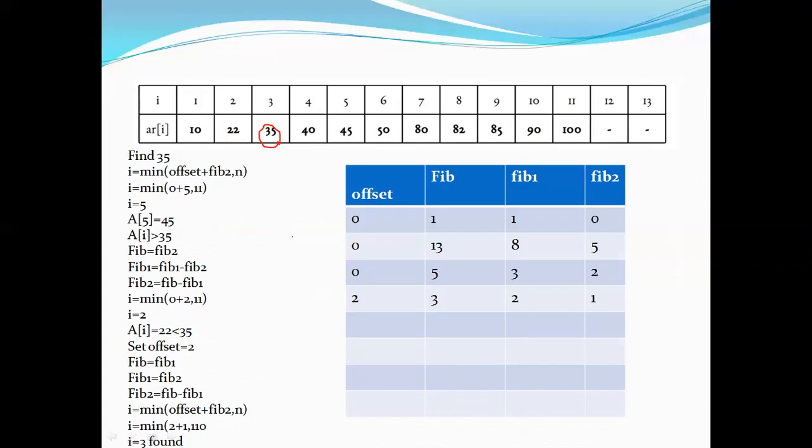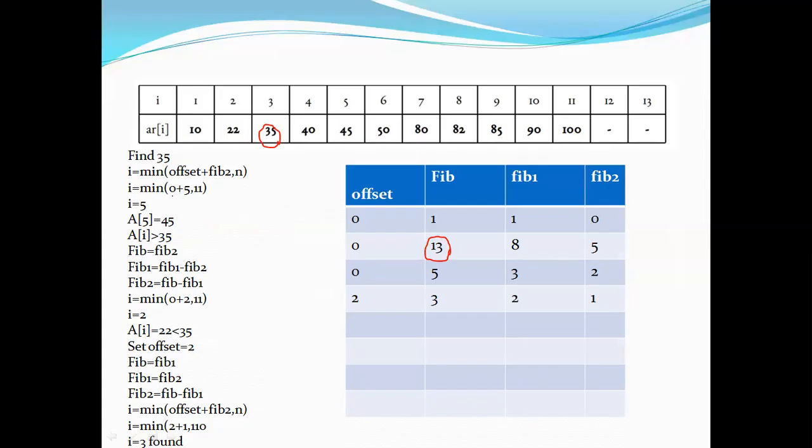Here I already told these steps. Here 11 is the size, so up to 13 we need to calculate, that I already explained. 8 and 5 are the fib values, fib1 and fib2, these two plus is equal to 13. These values will be fixed. After fixing, we need to calculate the I value.